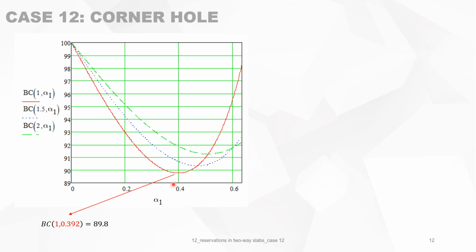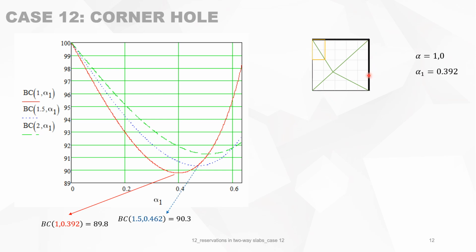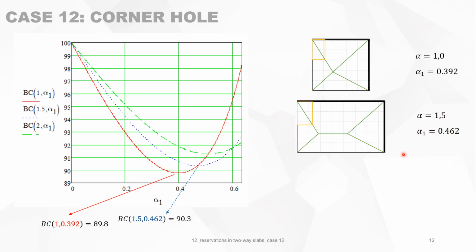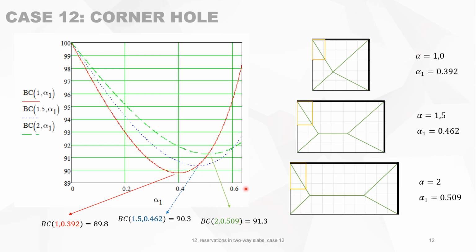Let's look at the square slab. The red curve, we see that the maximum occurs at alpha 1 equals 0.39, then it's 10% loss in bearing capacity, which is this kind of situation that you will have. We look now at alpha equals 1.5. We see that the maximum occurs here, and you have 90.3 bearing capacity, which is this situation. And finally, the green curve, we have 91% bearing capacity. So these are the three cases corresponding with the maximum losses of bearing capacity.